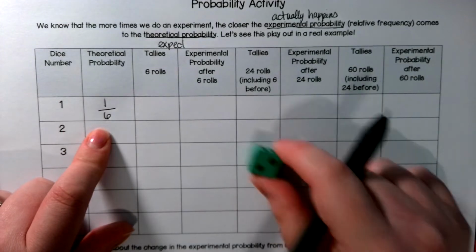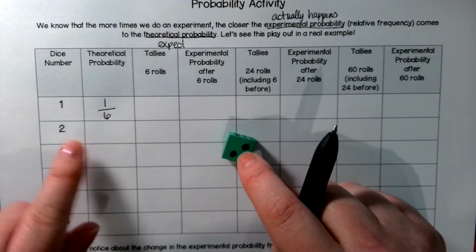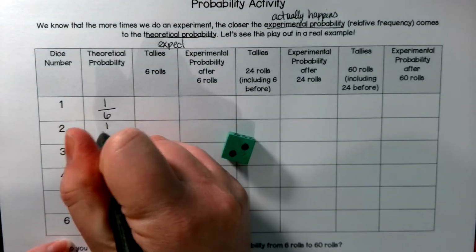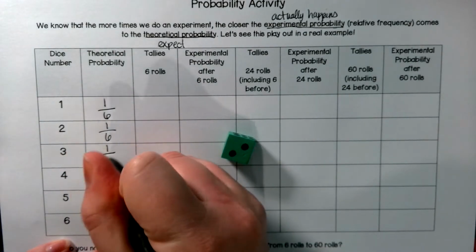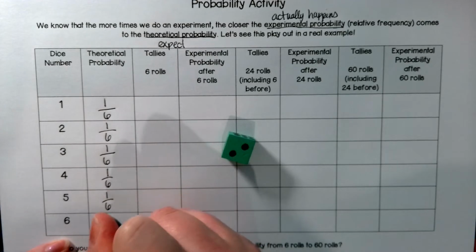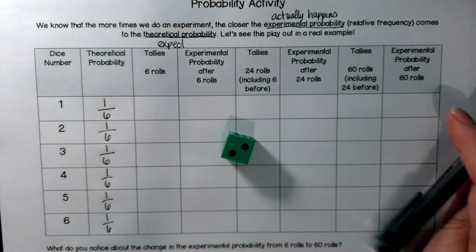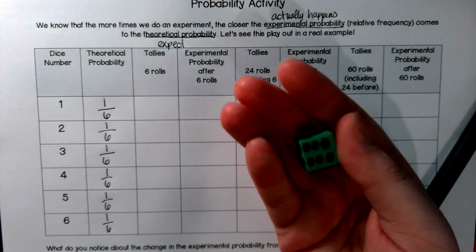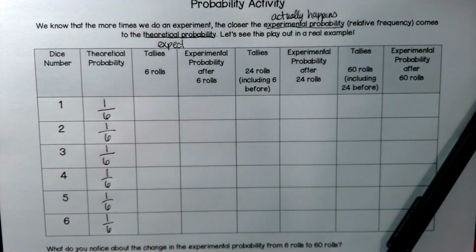Then the number 2, there's only one 2 on my dice, so I would expect that 2 to come out 1 out of 6 times. Again, all sides of my dice have the same probability. There's only one 3, only one 4, only one 5, only one 6 on a dice. So the probability of rolling any one of these numbers is going to be 1/6. It's all going to be the same.